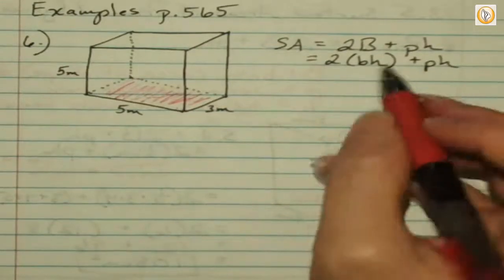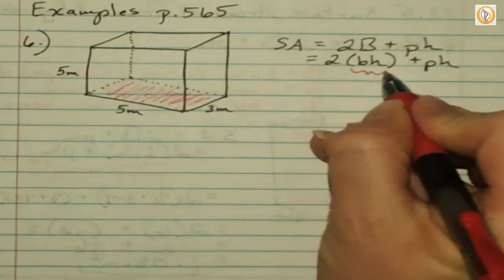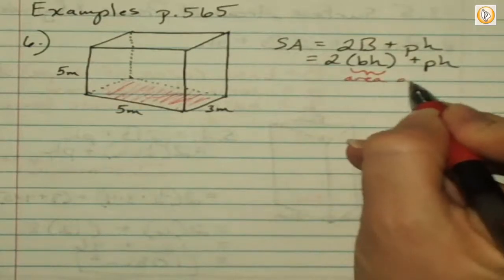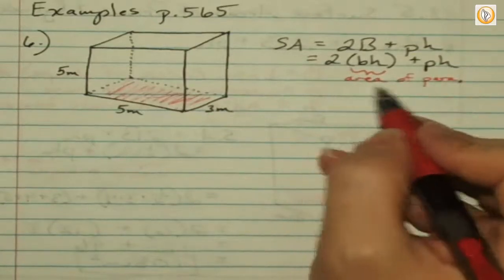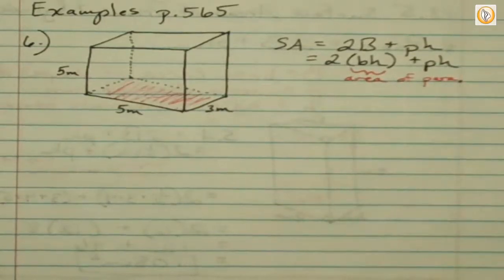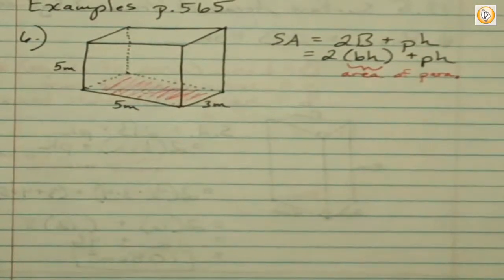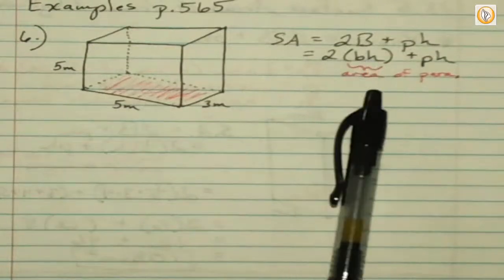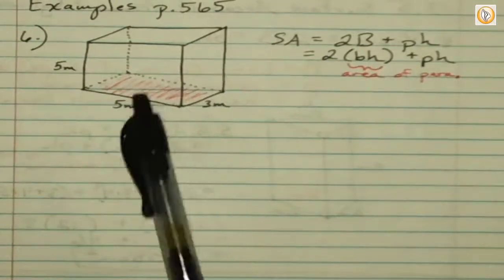Because it's a parallelogram. And I have area of parallelogram. That's very small. That says area of parallelogram. And I want you to write that down so that if you have to go back into your notes, you may say, why did they choose BH here? Because that's the area of the parallelogram, which is this right here.